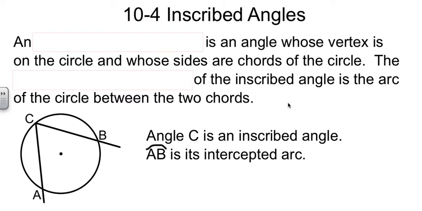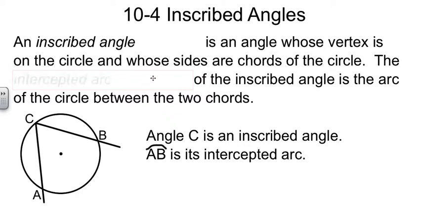This is Geometry, Chapter 10, Section 4, in which we will be studying inscribed angles. When we talk about an inscribed angle, what we're talking about is an angle where the vertex is on the circle and the two sides are chords of the circle. Or really, technically, we should say contain chords of the circle, because this angle CB or BCA doesn't just start at B, it actually goes beyond there.